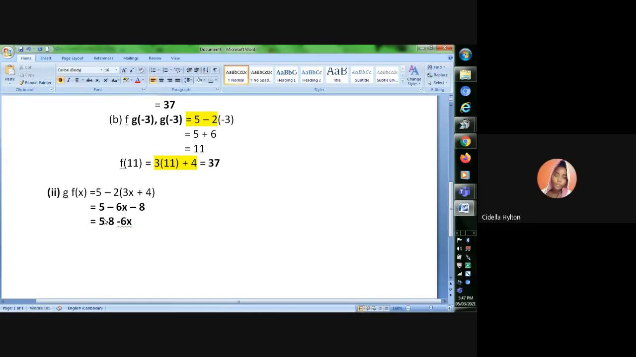Them not give one positive sign, sir? No man. First of all, we can't work that because these are two unlike terms. And we're not multiplying right here. So 5 subtract 8 is negative 3. And you write out the subtract 6x, and that's the answer.